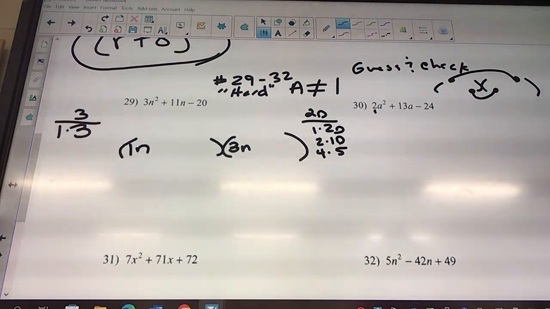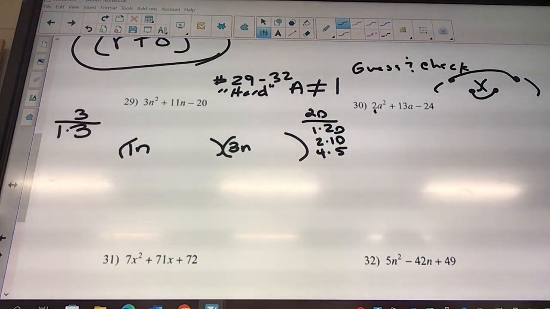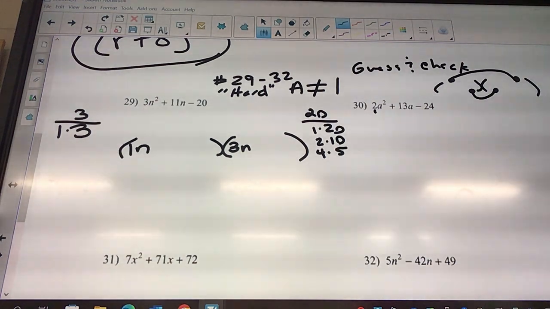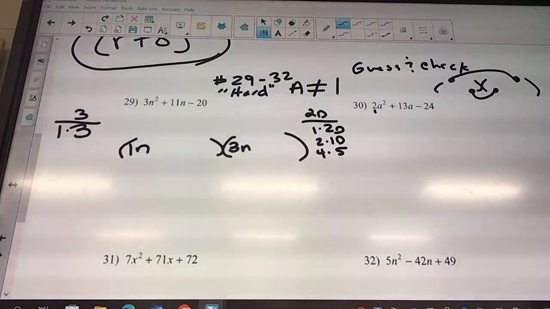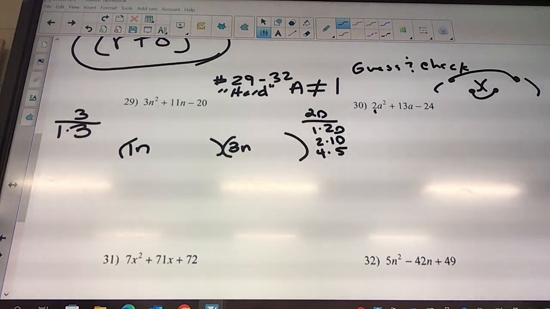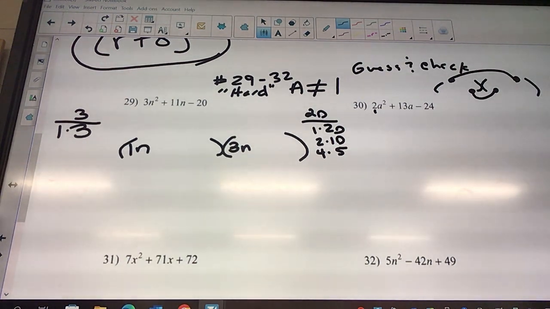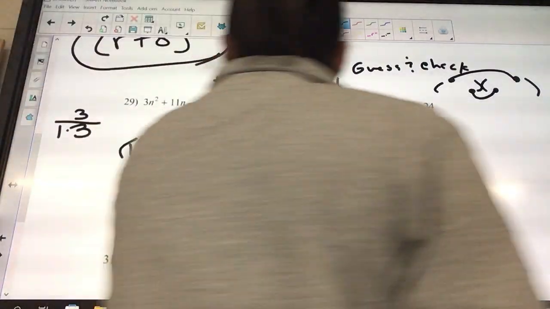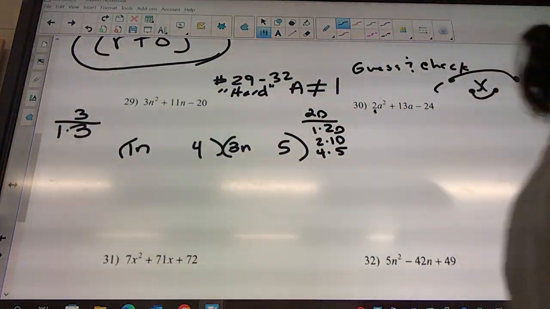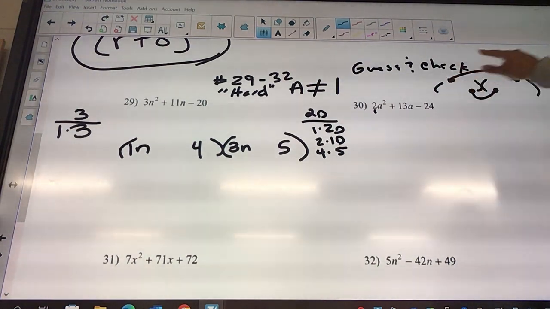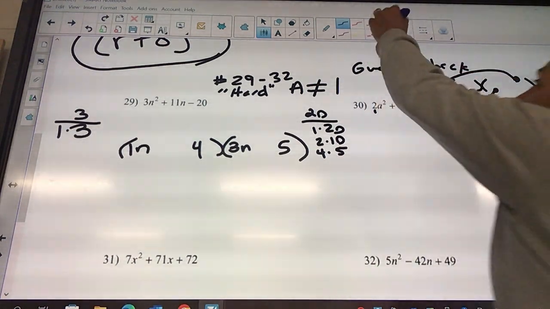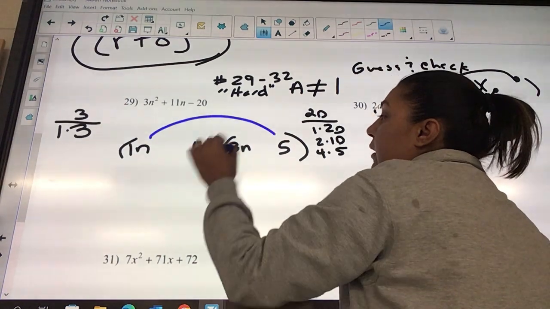Okay, what should you always try to guess first? The bottom. Every single time, guess off the bottom. The bottom being what? In this case, what is the bottom? 4 and 5. Okay, so put them in there and then try it. And it goes just like what we did before with the FOILing and multiplying. So we're going to check the outer two and the inner two. We see if those work.